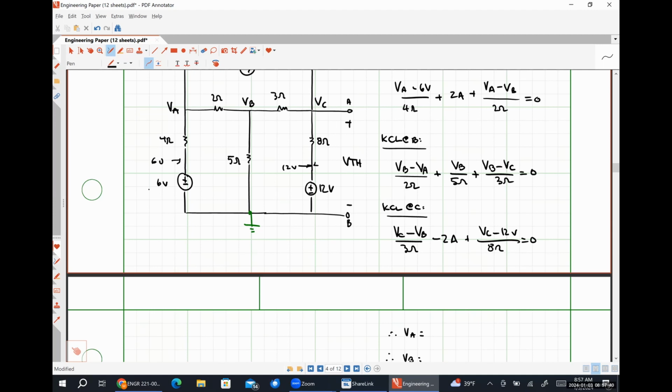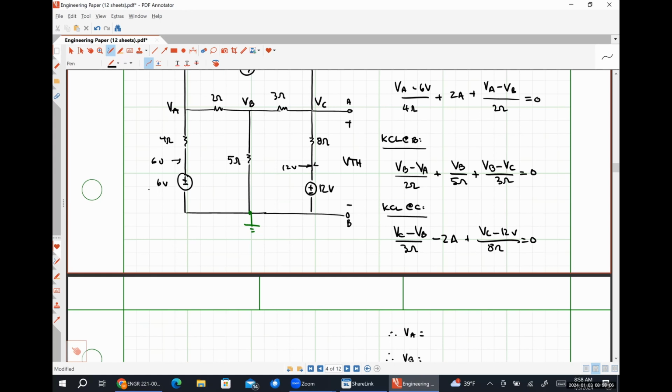For KCL at node C, my third equation, my coefficient for VA is 0. My coefficient for VB is negative 1/3. My coefficient for VC is 1/3 plus 1/8. My constant term is going to be positive 2 plus 12 over 8.